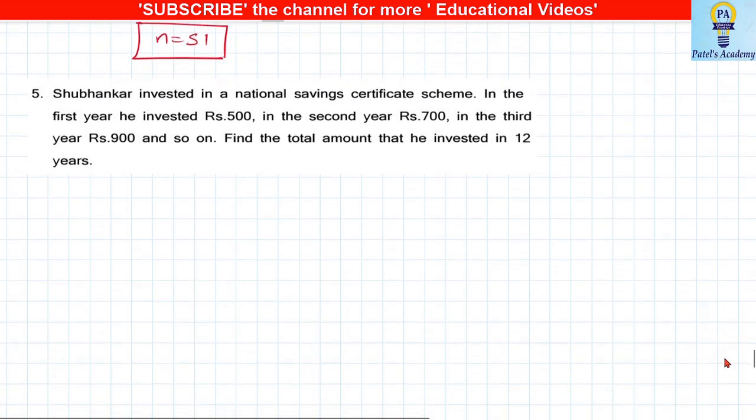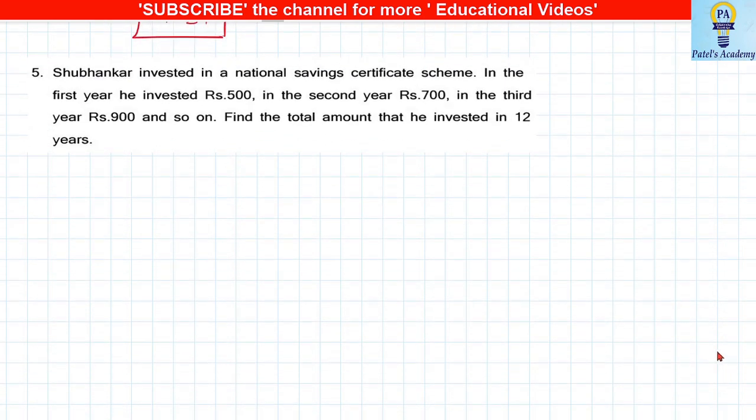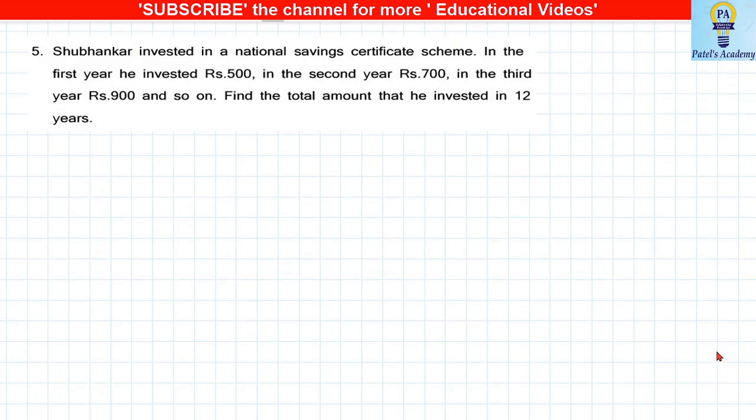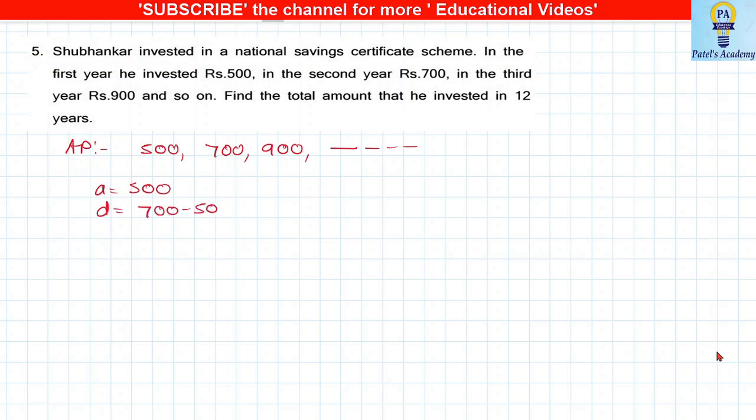Question number 5. Shubhankar invested in a National Savings Certificate. In the first year he invested 500, second year 700, third year 900. So that is the required AP: 500, 700, 900, and so on. Find the total amount he invested in 12 years. So a is 500, d is 700 minus 500, that is 200. These are all in rupees and invested in 12 years, so n equals 12 years.